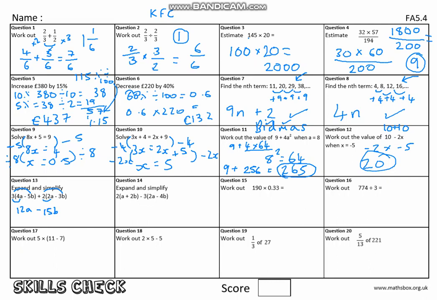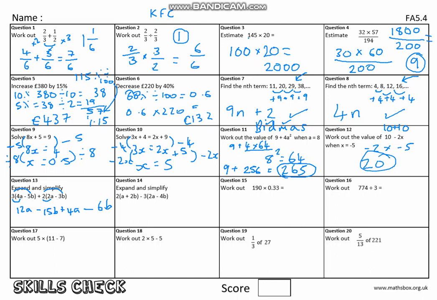Don't forget that's negative. Then we'd have 2 times 2 is 4, so we'd have 4a. And then we've got 2 times minus 3 is minus 6, so we've got minus 6b, and we've got our plus in the middle. Okay, so good news, we've expanded. Now we need to simplify.